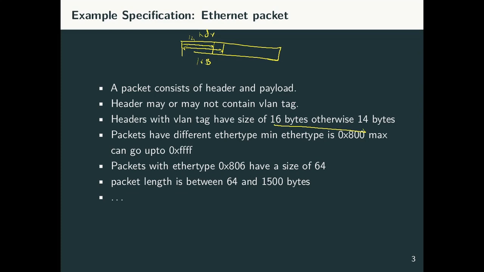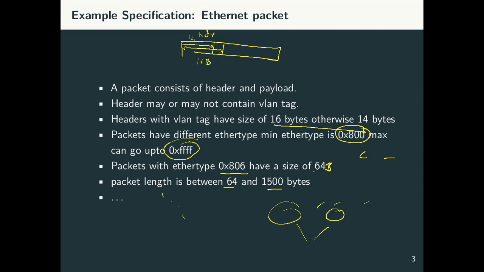Now there is another field called ether type in the header, and this field can take a value between 800 up to 0xff. If it takes a value below hex 800, it is called a length field. And then packets with ether type of 806 have a size of 64 bytes. Default packet length varies between 64 bytes and 1500 bytes. And you have n number of other such constraints for different packet types, for unicast, broadcast, multicast. Then you might have constraints on your source address, destination address based on some routing algorithm that you're using.